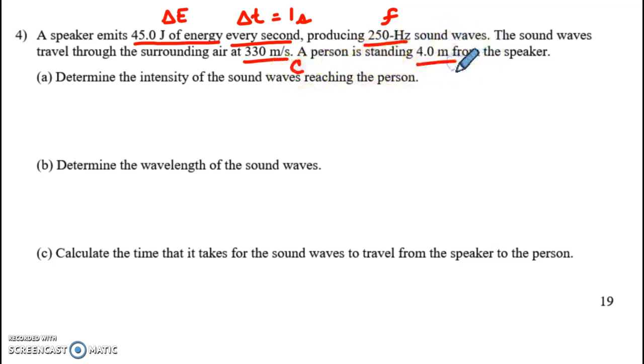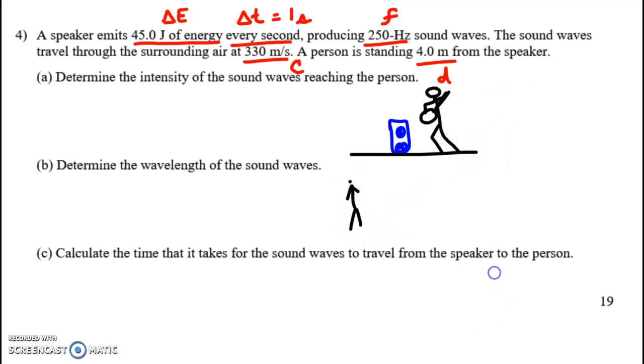A person is standing 4 meters from the speaker. That's the distance the sound travels to get to the person. But here's the thing. Let's imagine this is the speaker, and maybe it's on a stage, and there's a rock band playing their guitar. Let's see if I can draw a guitar. You need one hand up here holding the neck. Maybe it's a banjo, not a guitar. Looks more like a banjo or a sitar. And here's the person in the crowd standing, how far is it? 4 meters away from the speaker.